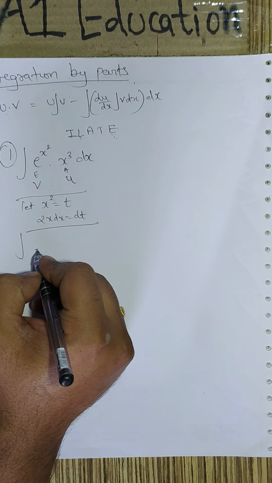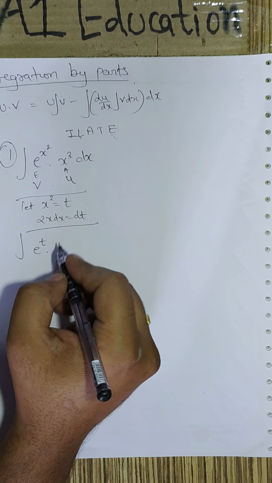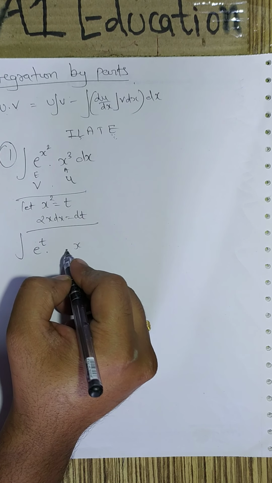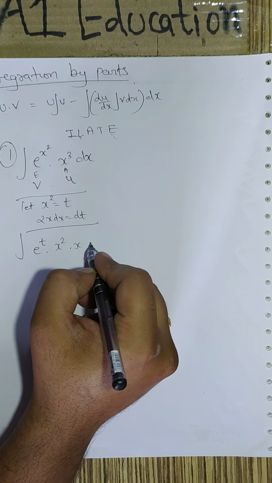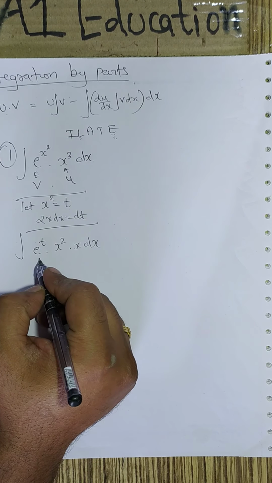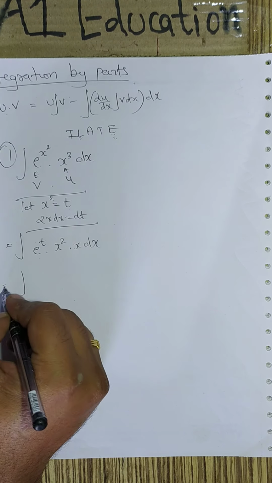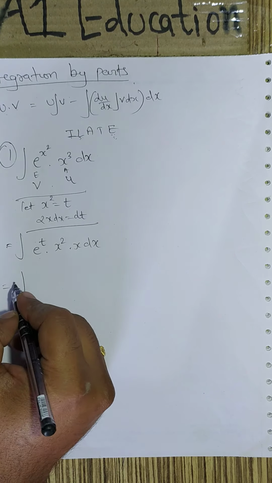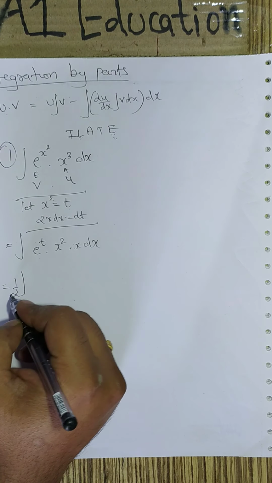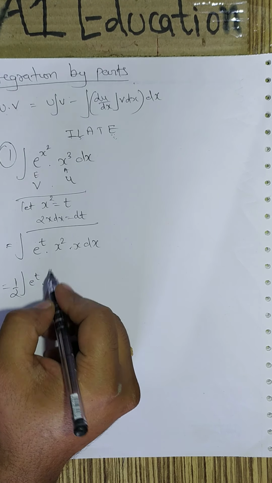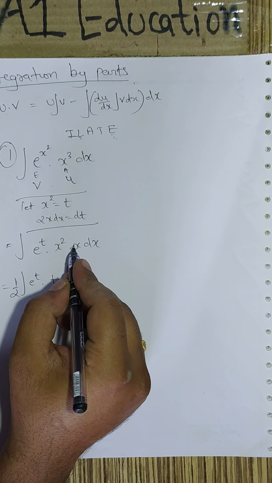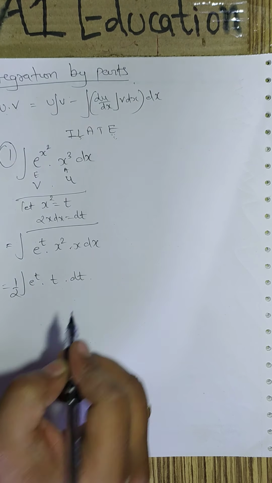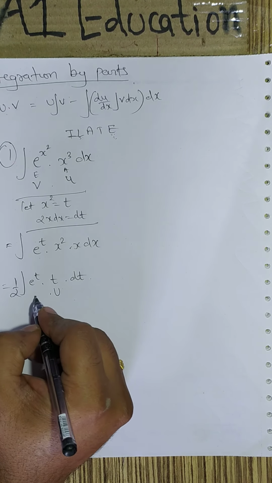This becomes e to the power t. x³ can be written as x into x², dx. In the next step, we substitute other things. We need here 2x, so we multiply and divide by 2. x² is t, 2x dx becomes dt. So simple, u·v.